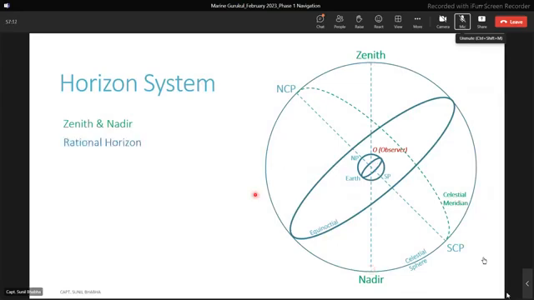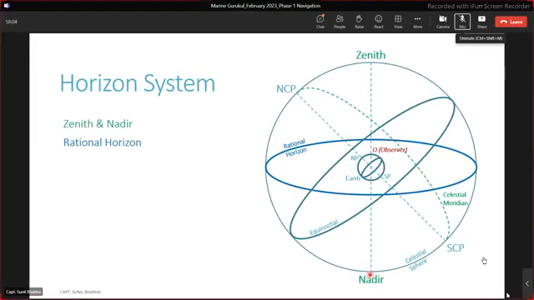Now we are going to draw what we call the rational horizon. Now rational horizon is a great circle on the celestial sphere exactly midway between the zenith and the nadir. So let's mark it in the diagram. You can see this blue color great circle represented in the diagram as the equinoctial. Sorry, as the rational horizon. My mistake. So rational horizon is a great circle on the celestial sphere exactly midway between the zenith and the nadir.